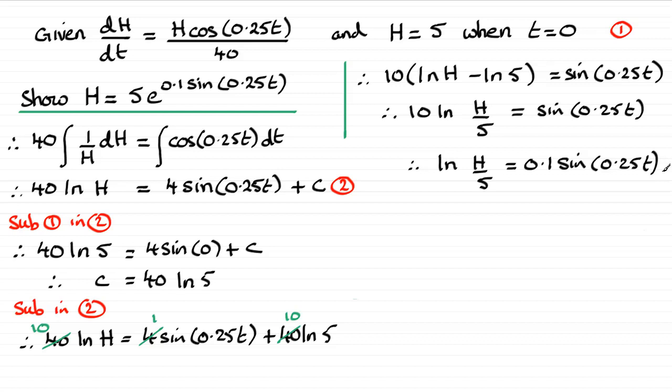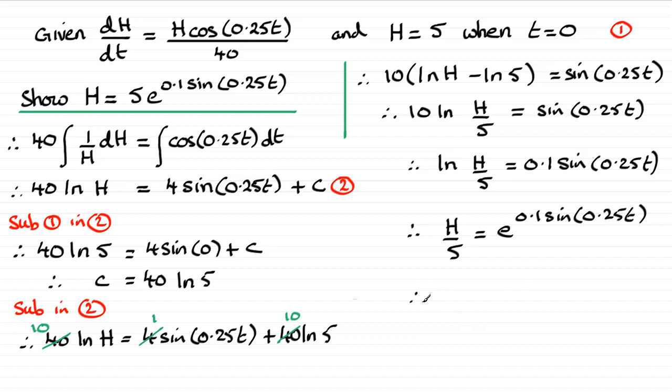Now at this stage we need to take the inverse log of both sides, anti-log both sides if you like, and that leaves us with h over 5 equals e to the power 0.1 sine of 0.25t. You should be familiar with that rule in logs, okay?